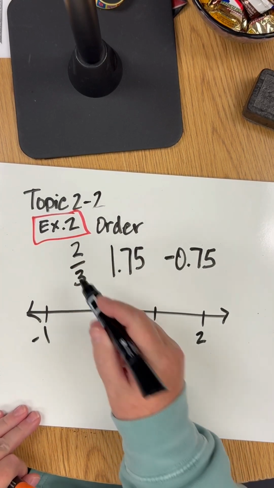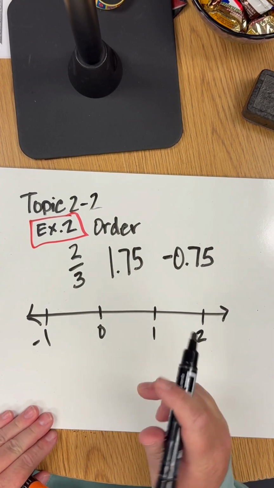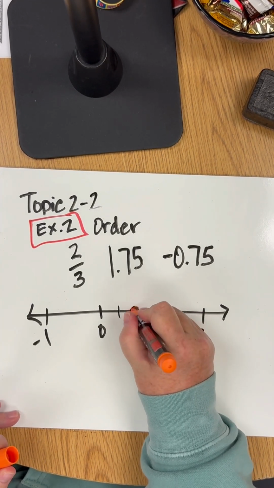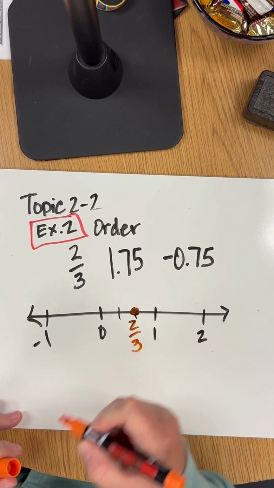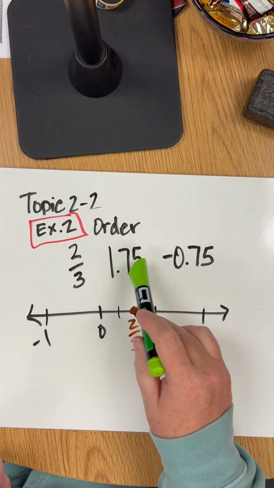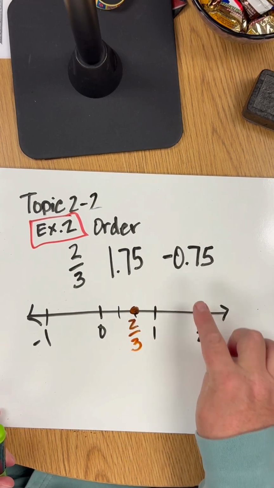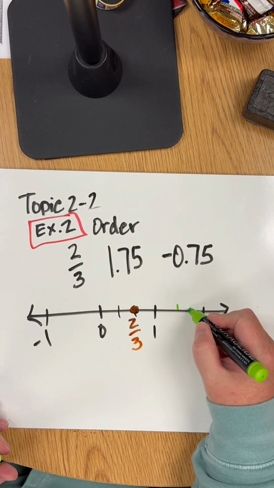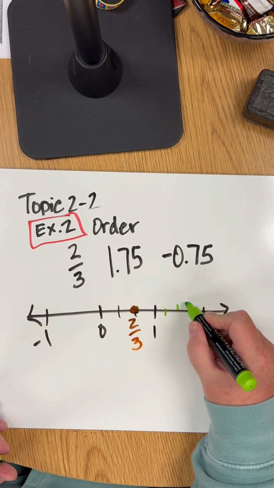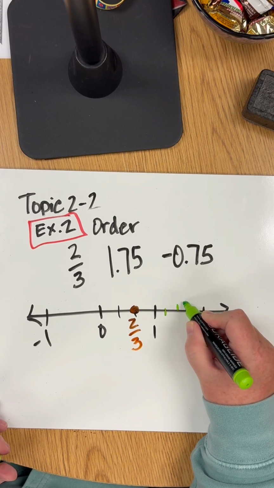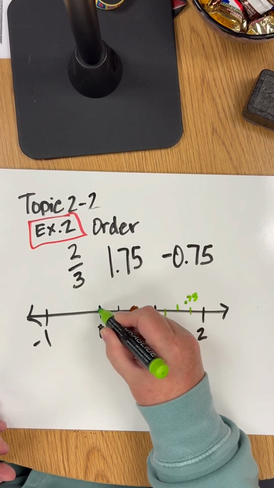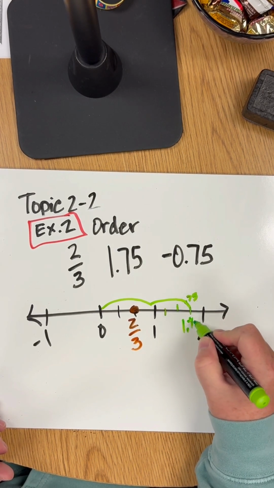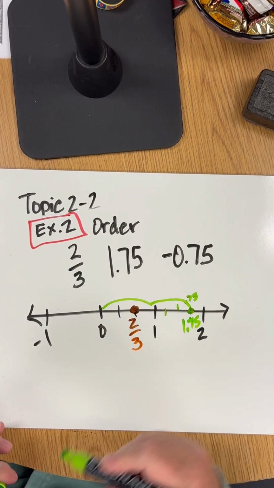So 2/3 we know is going to be between 0 and 1 because it's not quite a whole number. And so we can put this one here and say that this is 2/3. 1 75/100, we know that it's going to be 1 and almost over there. I know 75/100 is like 3/4. So I'm going to divide those up, and my 3/4 will be here, or 0.75. And I know it's 1 75/100. So this one would be 1.75 here on this spot.